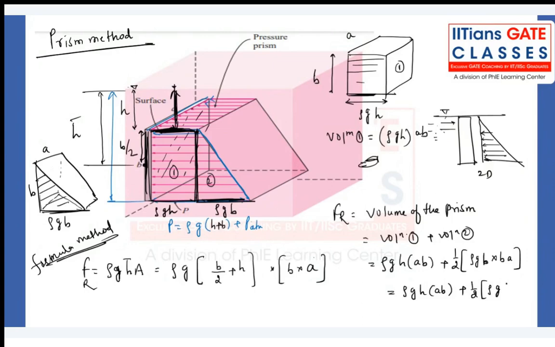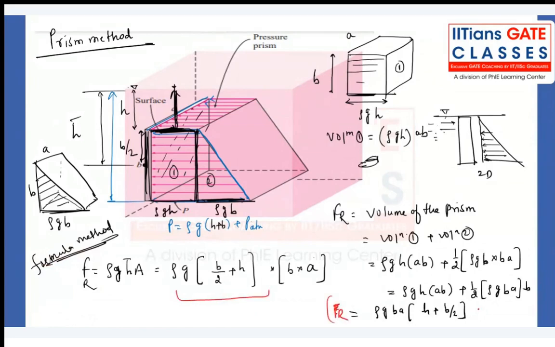Rho g into B into A into B. So what we can write, my dear friends? Rho g into BA we can take outside. So we can write H plus B by 2. Now what you are observing from here, this particular formula and this formula, this resultant force, both are same.